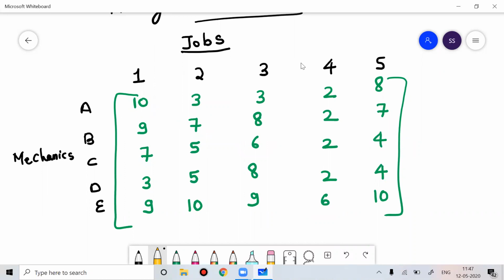Ultimately, I hope you understand that when 5 jobs and 5 mechanics are there and you have to assign one job to one mechanic, you will definitely try to do it in such a way that the total cost is minimized.